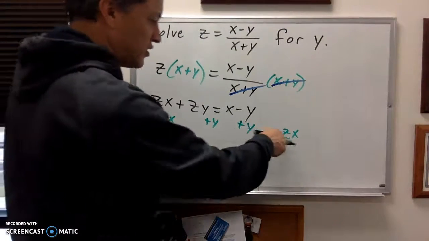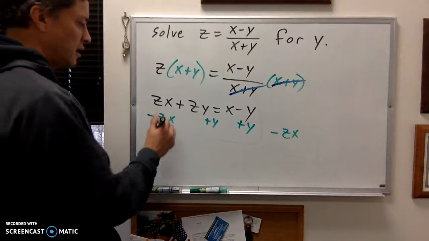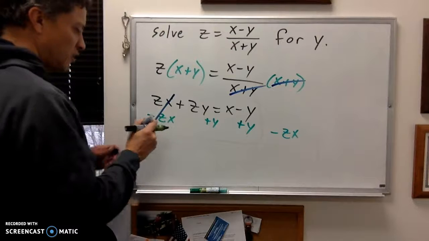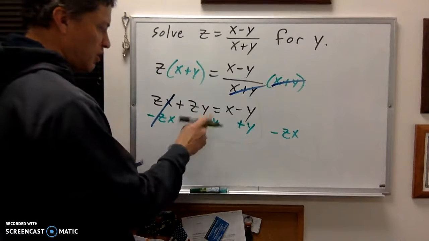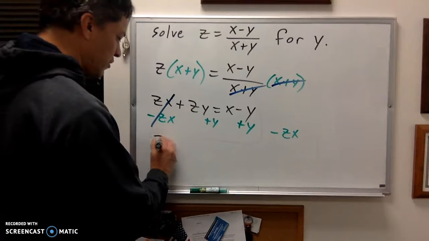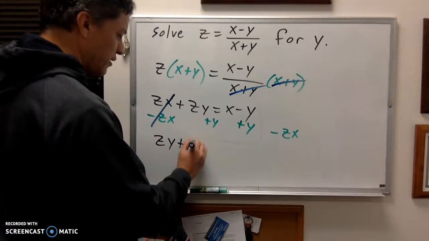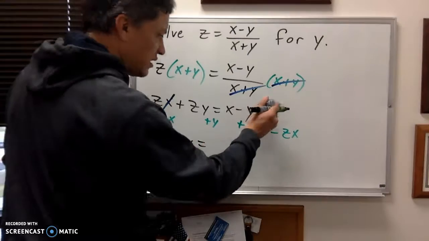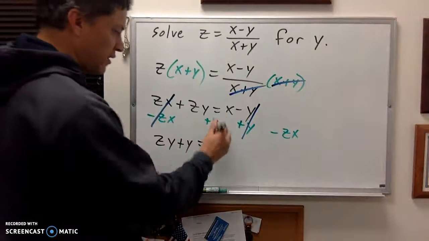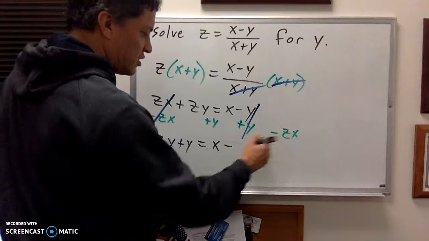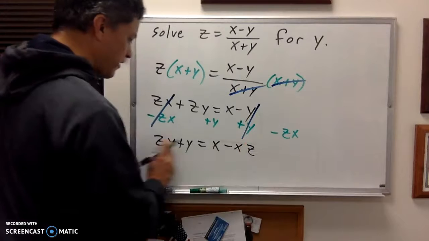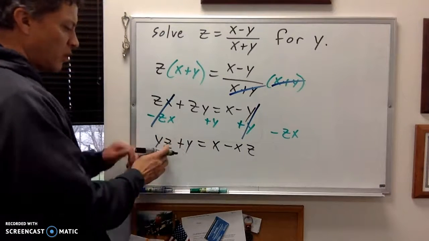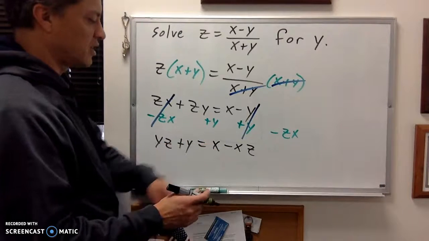And I don't like that zx. In a second, I'm going to switch that so it's xz. So this xz drops out. So I'm going to have zy plus y, right? This way right here, zy plus y on the left. On the right-hand side, these y's drop, so I'm going to have x minus, and I'm going to switch these around. People like that in alphabetical order. Let me change this so it's yz. Alright, so I've got yz plus y equals x minus xz.